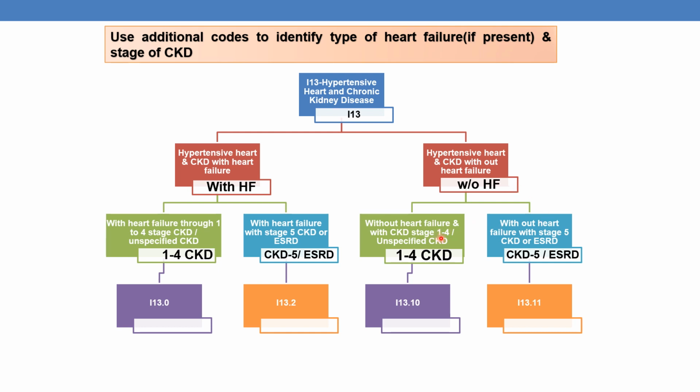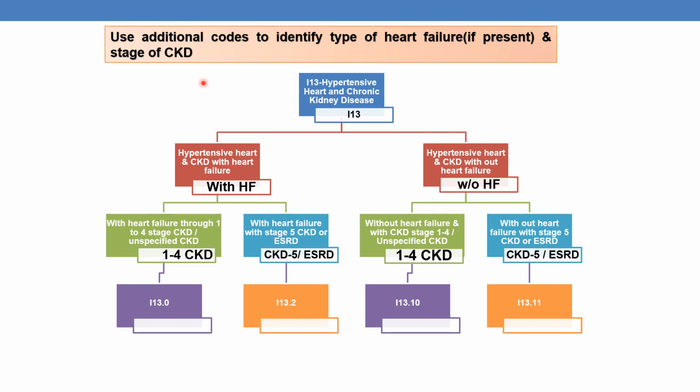Next, coming to hypertensive heart and chronic kidney disease codes without heart failure. These codes are again categorized based upon the stage of CKD. From stage 1 to 4 and unspecified CKD, the code is I13.10. I13.10 indicates hypertensive heart and chronic kidney disease without heart failure, and CKD can be stage 1, 2, 3 or 4 or unspecified. Whenever the CKD is stage 5 or stage 6, which is nothing but end stage renal disease, the code is I13.11. And whenever we are coding the I13 series, you need to use an additional code to identify heart failure if present and the stage of CKD.